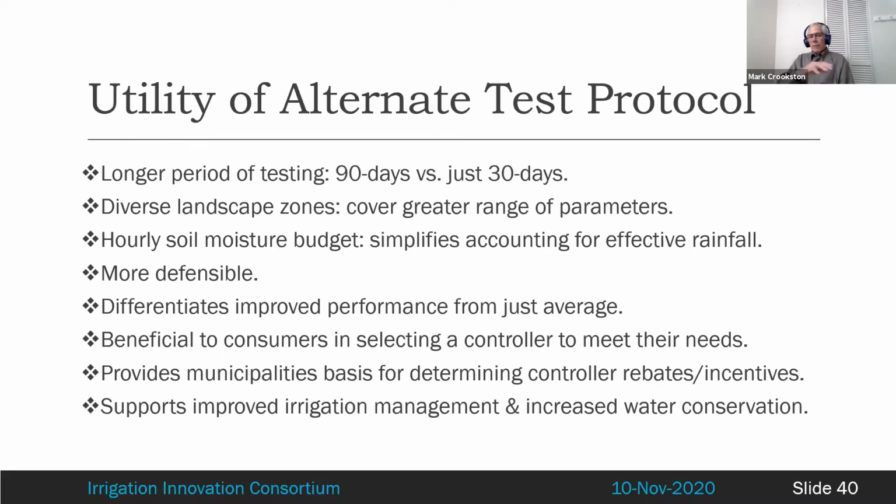Also, the falling ET at the beginning of the season or end of season is another place where a controller that doesn't adapt to that or doesn't detect that will get off and not perform as well. And a shorter 30-day period allows it to be right dead center in the middle of the summer when everything is basically flat and consistent.